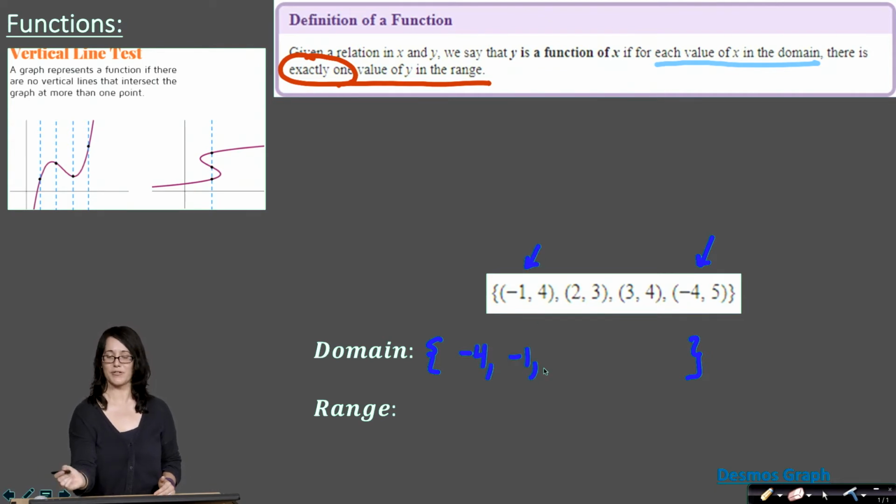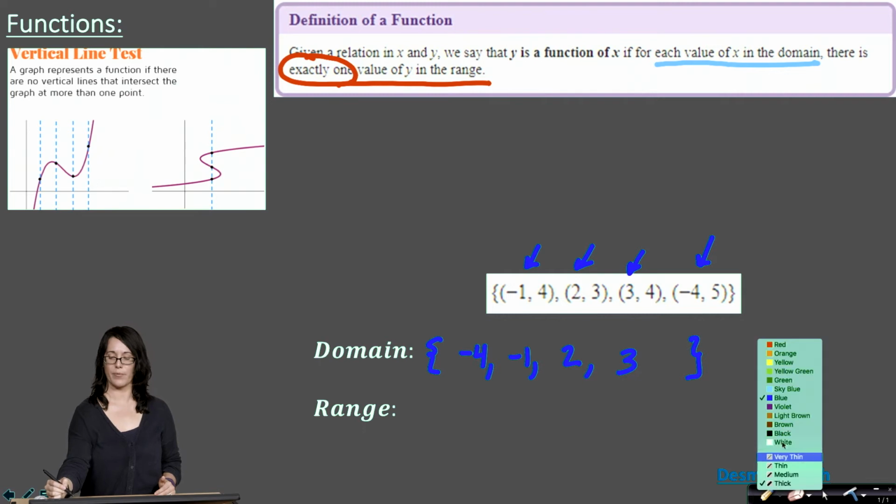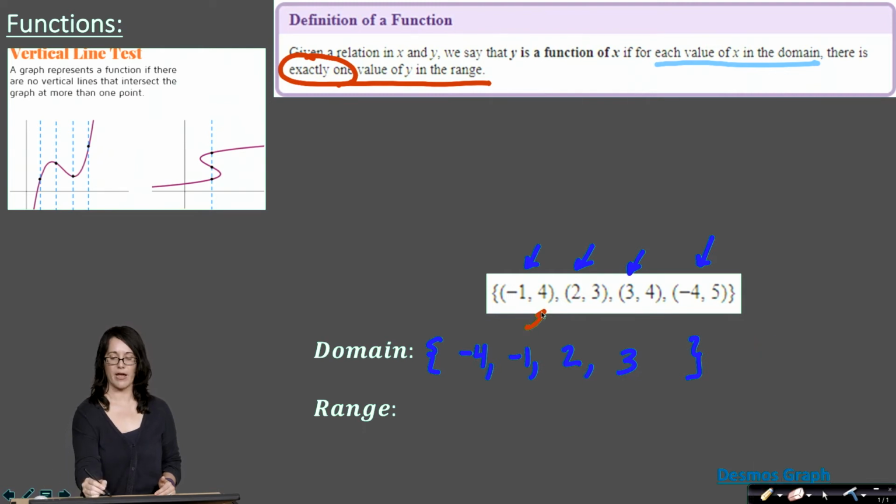You could pause it and do it yourself, of course, followed by 2, and then 3, right? But for our outputs, let's see what we're getting. We have an output of 4, 3, 4, and 5. Now this time we have outputs which are repeated, right? The output of 4 is repeated, but there are no inputs which are getting mapped to different outputs, to multiple outputs, I should say.